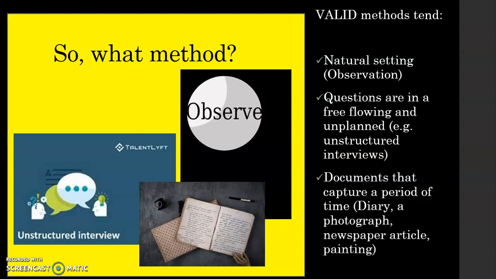More valid interviews are free-flowing and unplanned, following what the interviewee thinks is important and allowing them to speak about their experiences in their own words. They're more likely to be a true recollection.